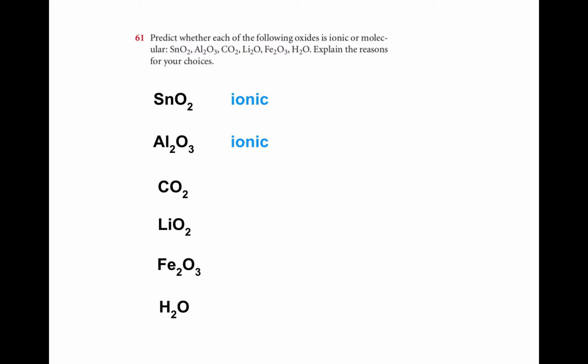Predict whether each of the following oxides is ionic or molecular. Well, that's going to be easy, right? If you've got a metal in the formula, you're ionic. If you don't have any metals in the formula, you're molecular. So we've done that for a long time now, right? We consider it a transfer when you have a metal with a nonmetal, sharing between two nonmetals.